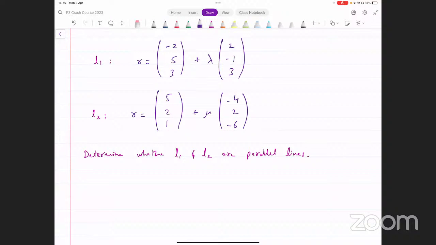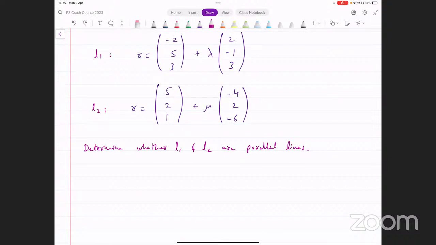Now remember, for a line, the direction of the line comes from this vector. This is the direction vector of line 1 and line 2. These are the direction vectors of lines 1 and 2. All we have to do is check whether these direction vectors are parallel or not. That's all that we need to check here. So don't worry about the rest of the equation. We want to determine whether these two lines are parallel. For that, the only thing that matters is the direction of the line.